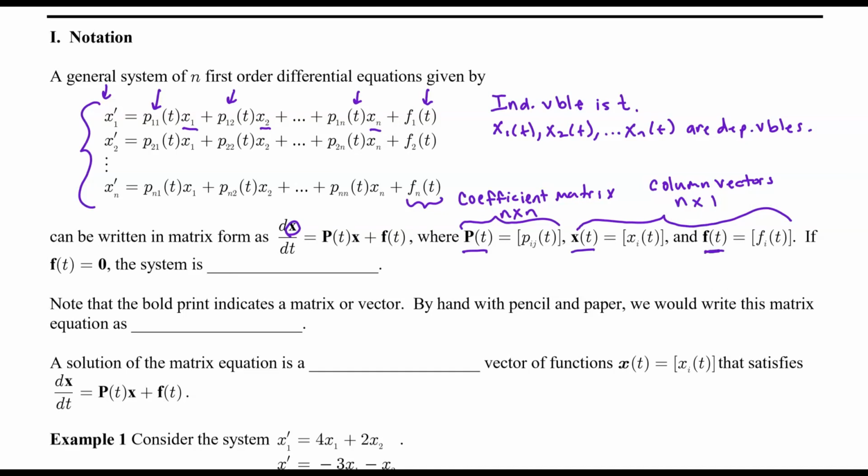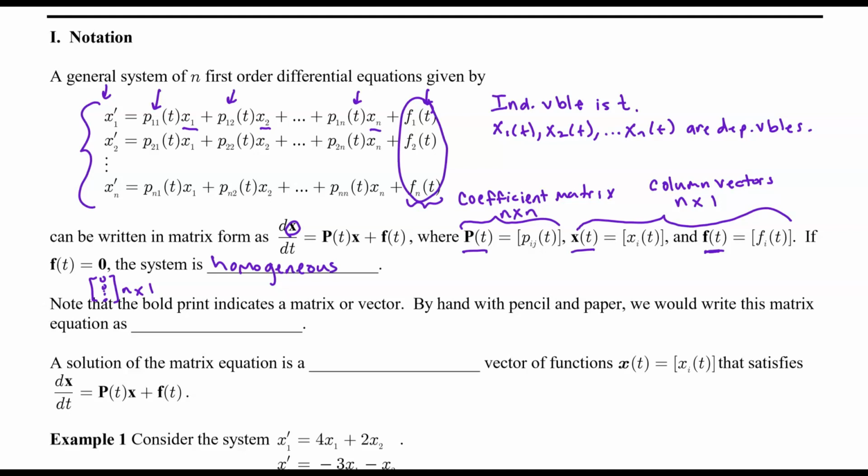If this f(t) equals 0, now notice that's not an ordinary 0 right there. That's a bold print 0. That means we have an n by 1 column vector of zeros. So that represents a matrix of zeros, n rows and one column. If this last spot right here is all zeros, then I bet you know where we're going with this. The system is homogeneous. If a function of t alone is part of the equation in any equation, the system is non-homogeneous.